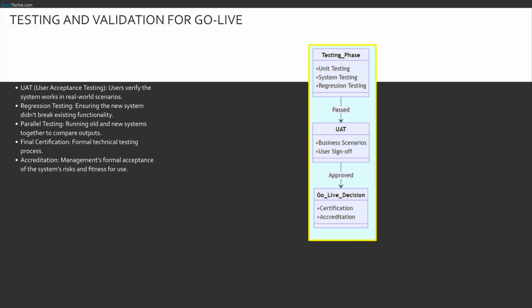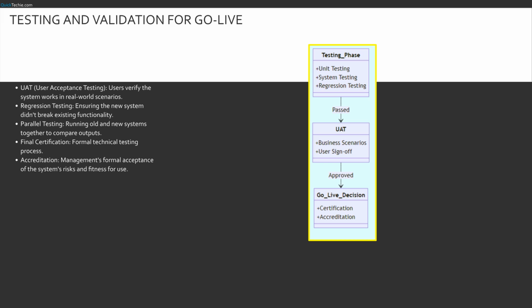If we are doing a parallel migration, we perform parallel testing, comparing the output of the old system to the new one to ensure they match perfectly. Finally, we have certification and accreditation. Certification is the technical sign-off that it works. Accreditation is the management sign-off that they accept the risk and authorize production use.